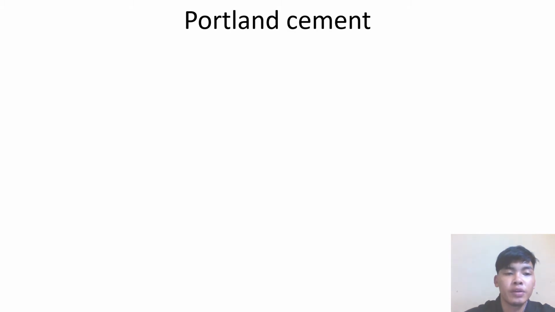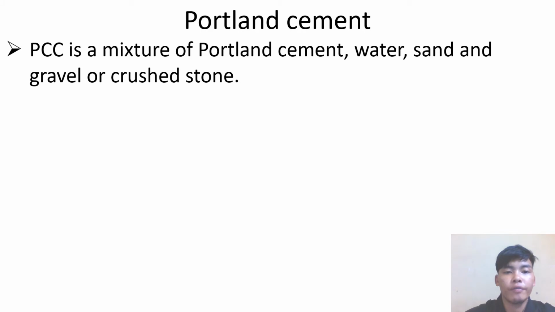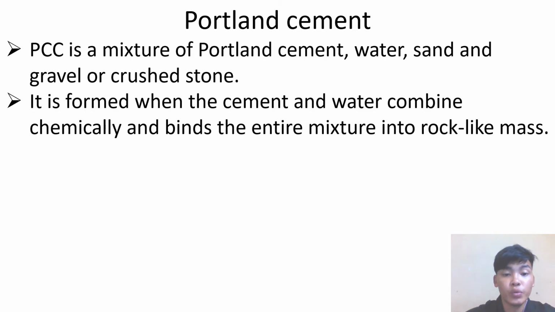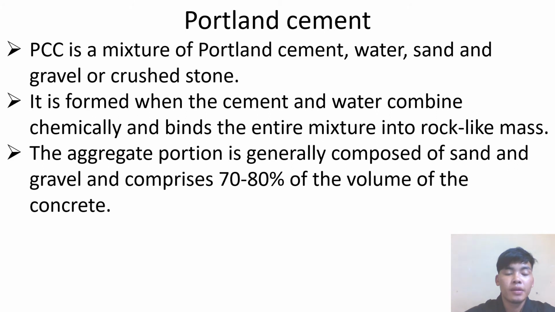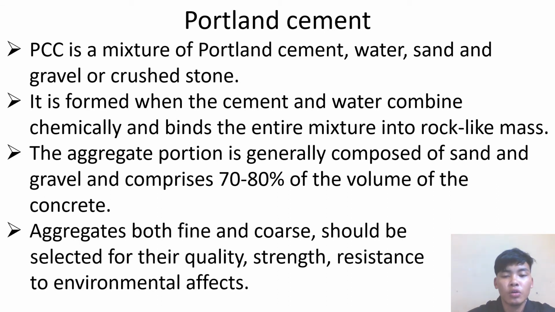Specification of Portland cement. PCC is a mixture of Portland cement, water, sand, and gravel or crushed stone, which is aggregate. It is formed when the cement and water combine chemically and bind the mix into a rock-like mass. The aggregate portion is generally composed of sand and gravel, which comprises 70 to 80% of the volume of the concrete. Aggregate, both fine and coarse, should be selected for their quantity, strength, and resistance to environmental effect.